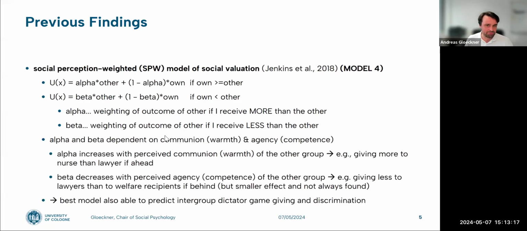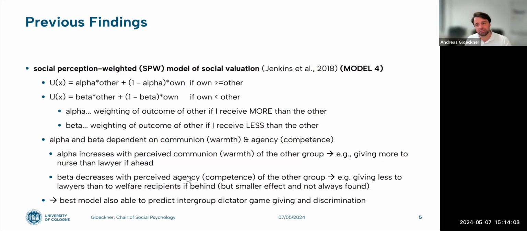And what they found is that alpha depends on communion, basically the perceived warmth of the other group. And they made the beta parameter depend on the agency, so the competence of the other group. And they found that alpha increases with perceived communion or warmth of the group. So if you're ahead, you give more to the nurse than to the lawyer. People usually think that the group of nurses are warm. And so if they are ahead, they give more to them as compared to the lawyers. But if they are behind, then they become more competitive to the lawyer as compared to the welfare recipient. So then the beta is lower and becomes sometimes negative.